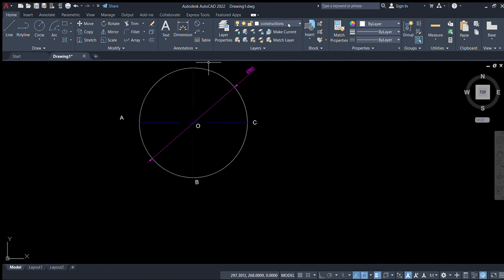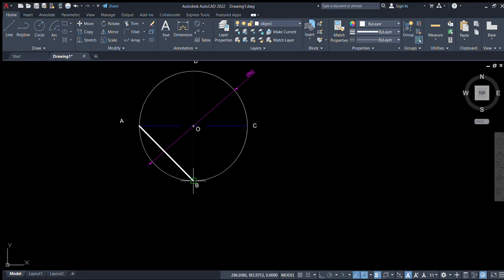So what you do next, join point A to point B using a straight line. Join point B to point C using a straight line. And also join point C to point D, and finally join point D to point A.